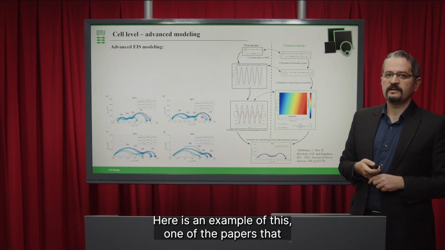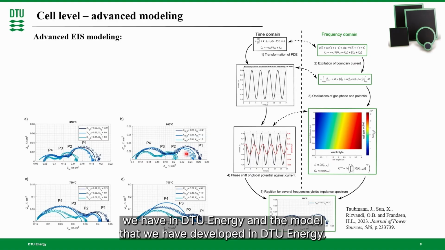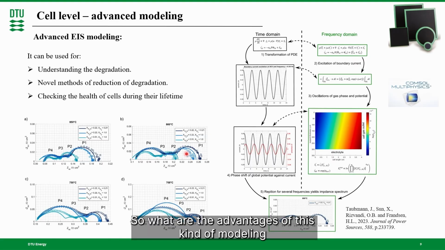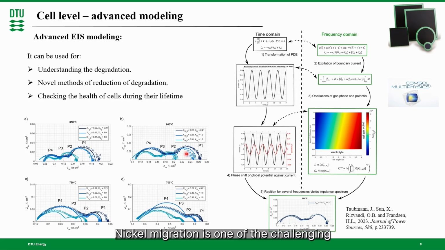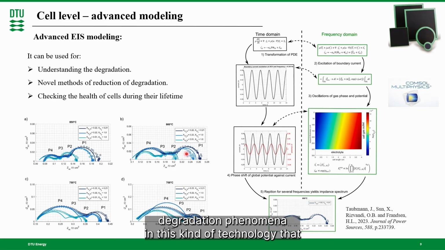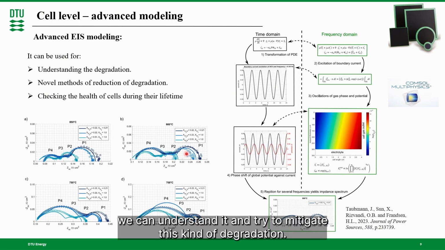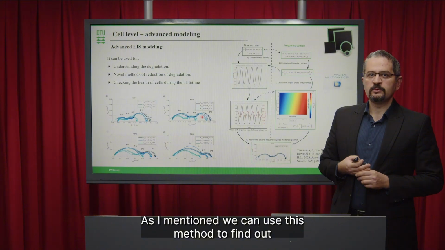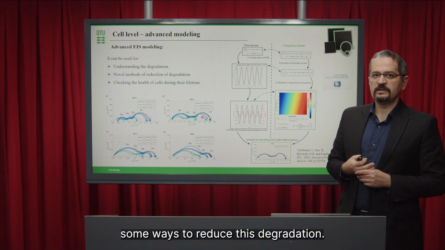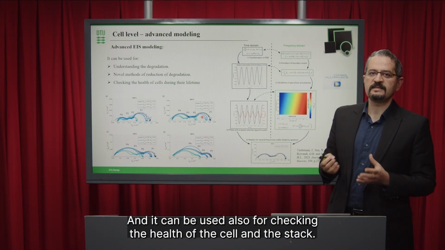Here is an example of one of the papers that we have in DTU Energy and the model that we have developed in DTU Energy. The advantage of this kind of modeling is that it can help understand the degradation. For example, nickel migration is one of the challenging degradation phenomena in this kind of technology, that we can understand and try to mitigate. As I mentioned, we can use this method to find ways to reduce this degradation, and it can also be used for checking the health of the cell and the stack.